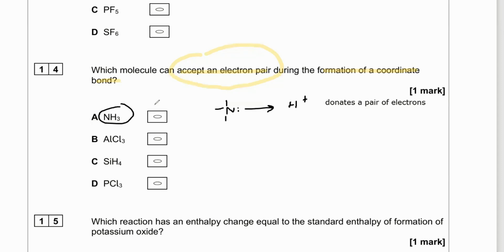However, that's not what the question's asking us. The question is saying which of these could accept a pair of electrons into its outer shell, and the answer is aluminium chloride. Aluminium in group 3, only bonded to 3 chlorine atoms. It has room to accept extra electrons into some of its orbitals. And so that's the answer there.